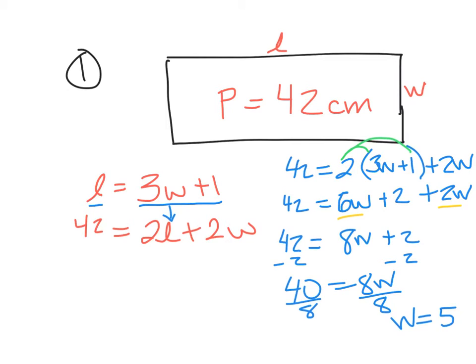Now can I solve for L? Yeah, I just plug in the 5 where the w is. So L equals 3 times 5 plus 1. What's 3 times 5, plus 1? 16. So my length is 16 and my width is 5. This was a word problem, so I need a label. Centimeters on both of those.